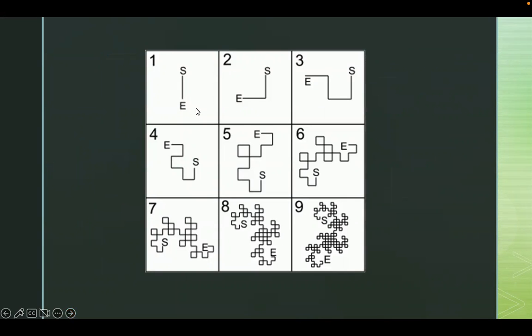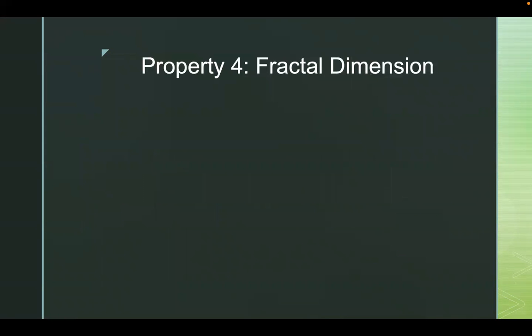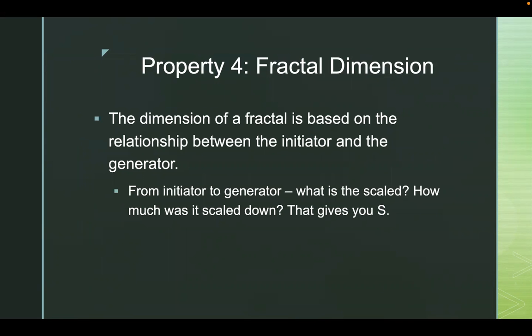We have a long piece. Stage 9, the particular pieces are smaller, but the entire thing is longer. So that's what we're talking about there. Property 4, fractal dimension. The dimension of a fractal is based on the relationship between the initiator and the generator.